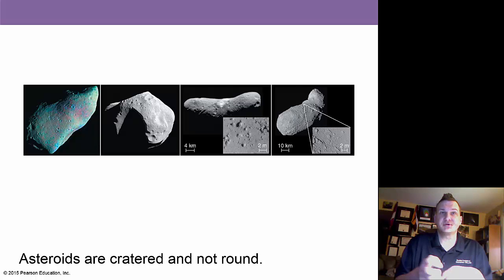So asteroids are generally cratered quite deeply and are not round. Their surfaces are very dusty, kind of like the Moon, where they have regolith, the dusty soil on the Moon.